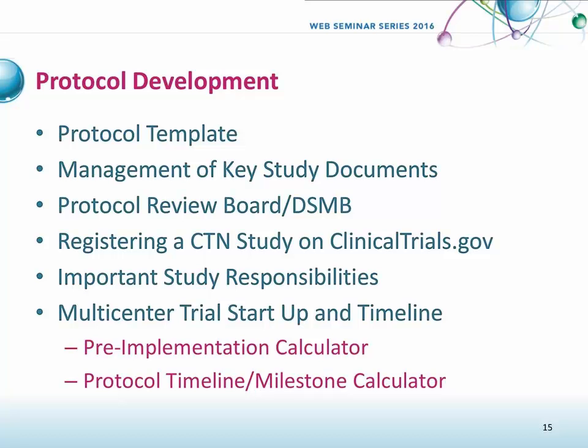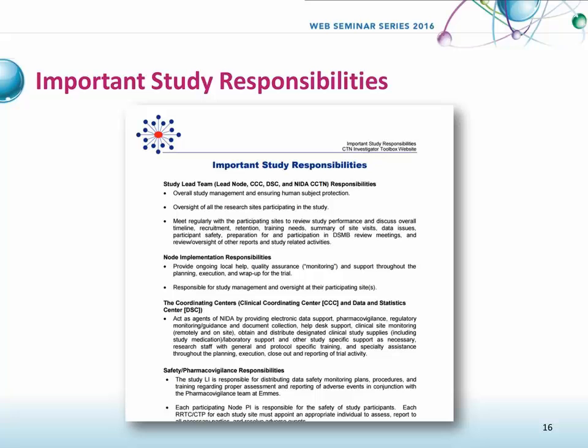So the first thing I wanted to show, again, this is all documents that are pulled directly from the toolbox. The first one is the first page of the study responsibilities document. So if you're new to the CTN, you're going to hear a lot of acronyms. You're going to hear lead team, lead node, CCC, DSC, CCTN. So while you all probably know already the NIDA CTN, you might not be familiar with some of the other groups. So this document can be very helpful in teasing apart these different groups and what are their main tasks and responsibilities, so that you know who you can contact when you need assistance in a specific area.